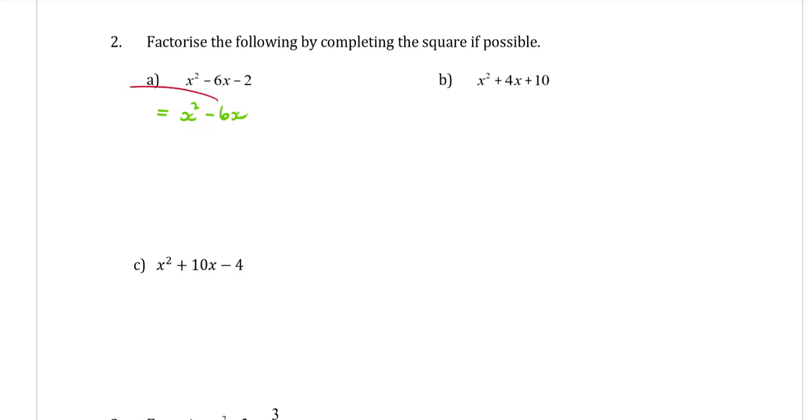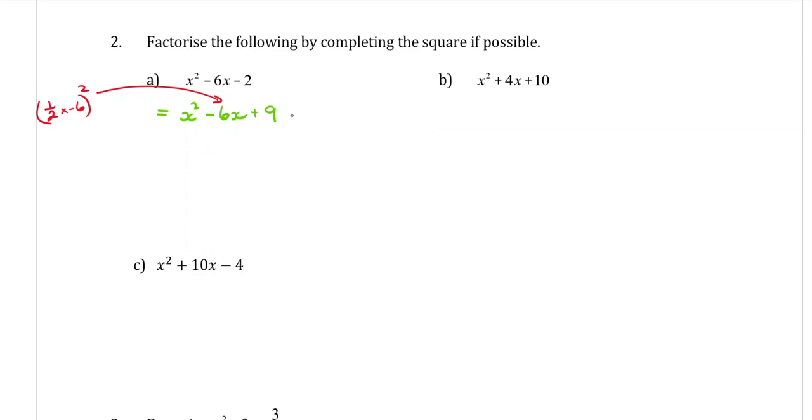So I'm going to take this minus 6 and I'm going to do half of the minus 6 squared. Now half of minus 6, that's minus 3. Minus 3 squared is 9. I want to add a 9. That's the number that I want. Now notice that these are not equations. I can't just add 9 in. I'm changing what this thing is equal to.